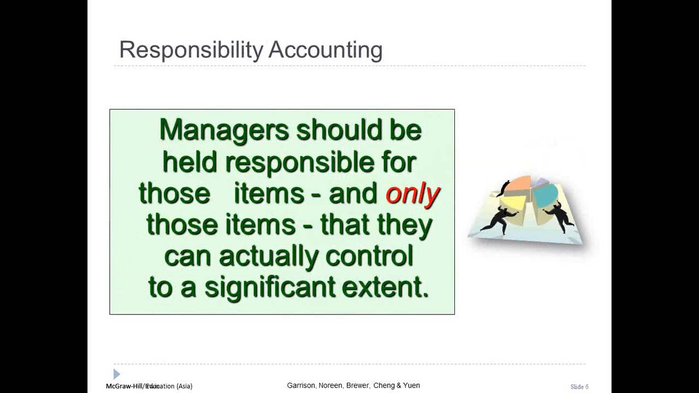The premise of responsibility accounting is that managers should be held responsible only for those items that they can control to a significant extent. Responsibility accounting systems enable organizations to react quickly to deviations from their plans and to learn from feedback obtained by comparing budgeted goals to actual results. The point is not to penalize individuals for missing targets.